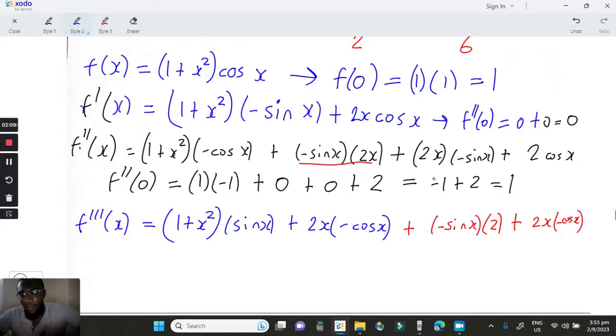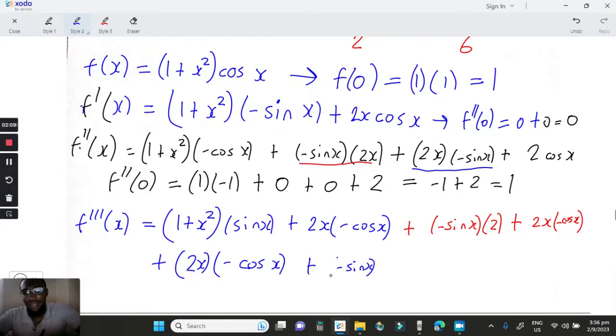Going again. Now we need to differentiate this part. So I put that in blue. Plus, keep the first times the derivative of the second. Differentiate negative sine. We get negative cos. Plus, keep the second, which is a negative sine x, times the derivative of the first, which is 2. Then finally, we need to differentiate 2 cos x. So plus, when we differentiate cos, we get minus sine.